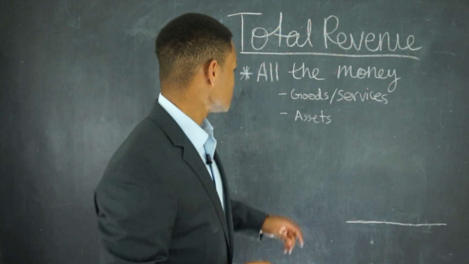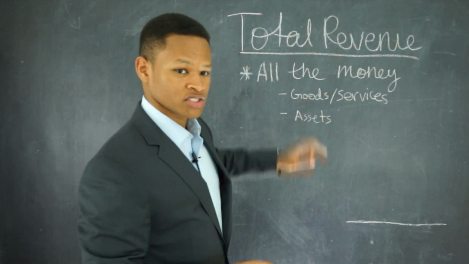What we're going to do in this video today is we're going to go over the first part of an income statement, that first section being the total revenue section. We'll explain the definition, and then we'll give a little example. So let's start off. What is total revenue?